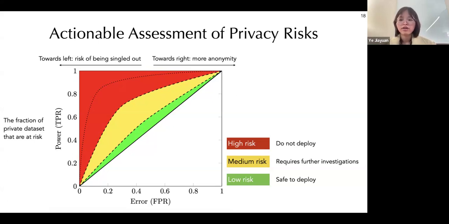And on the contrary, if this profile is closer to the diagonal, it means under this attack strategy, the member and non-member are more or less indistinguishable from each other. So this gives us a whole spectrum of how much the privacy risks are and what are the good regions, what are the bad regions for privacy.